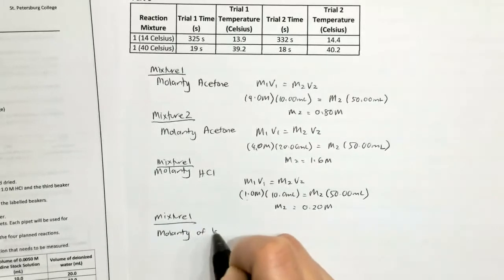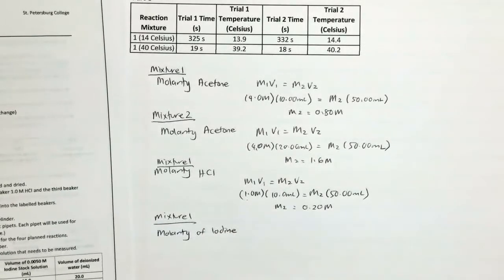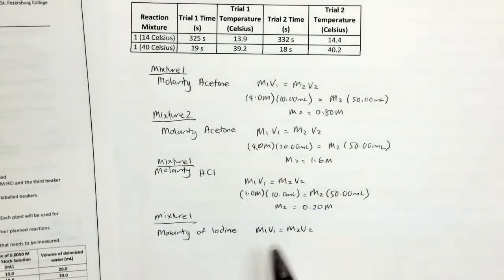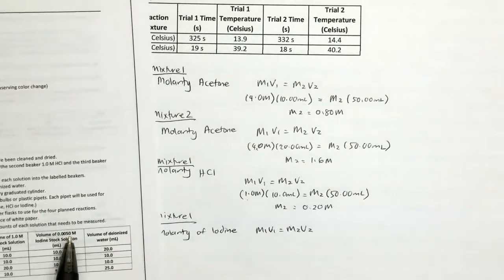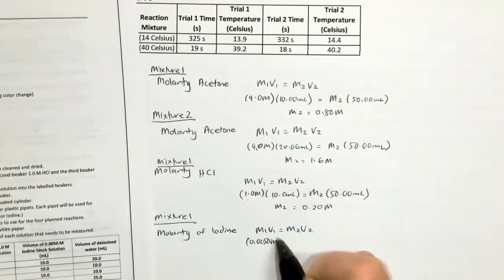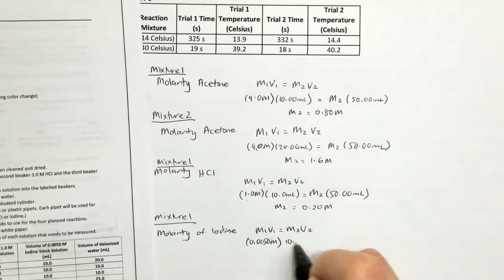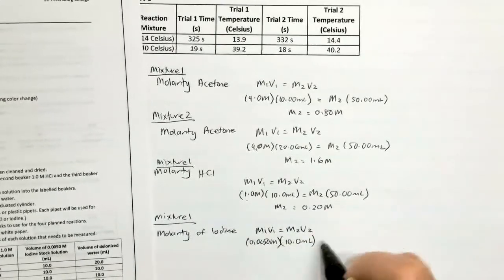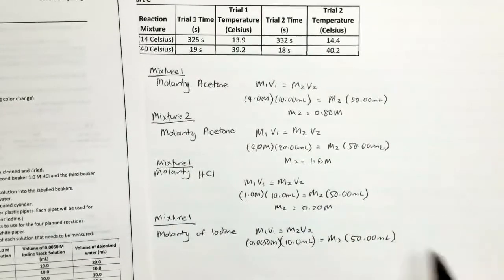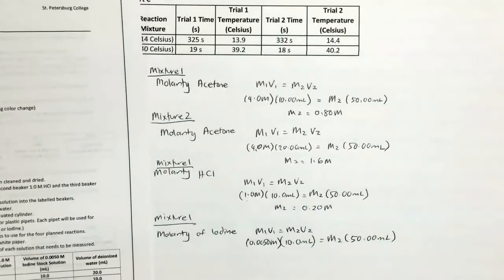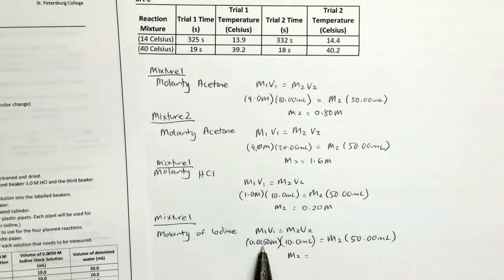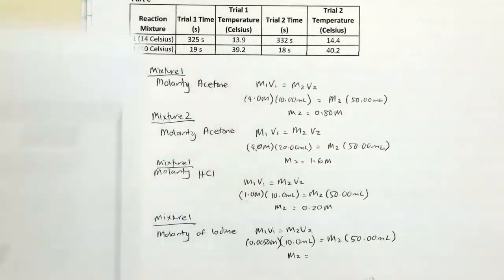Molarity of iodine. What we're going to do is, again, M1 V1 equals M2 V2, okay? My M1 would be right here. You see how it says 0.0050? I'll write that down, 0.0050. My V1, I'm going to use 10 mL. And then my M2 is what we're looking for. My V2 ends up being 50. Again, remember that in all our experiments, on purpose, we make sure it's 50 total. So my M2 calculation would be 0.0050 times 10 divided by 50.